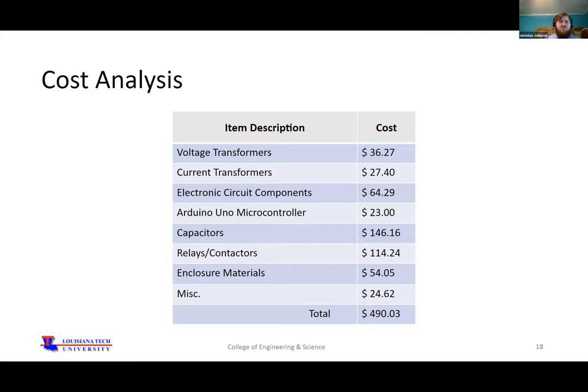Here's the price breakdown of our project. As you can see, we stayed within our budget of $500 for this project. The most expensive items being the capacitors and the relay and contactors, but that's because the voltage and current rating on those items had to be high enough to withstand the demands of the load at any given time.